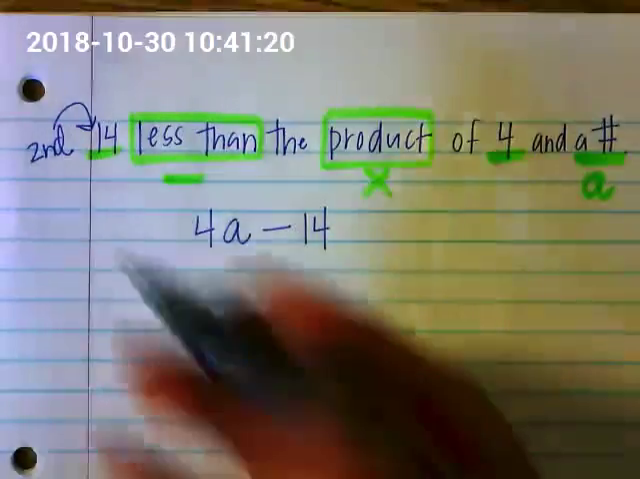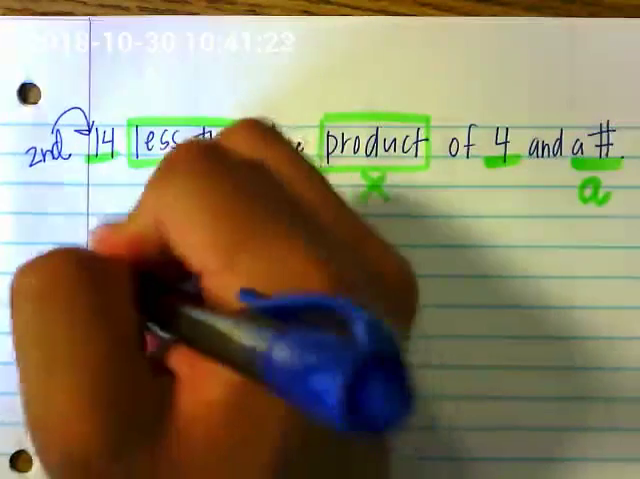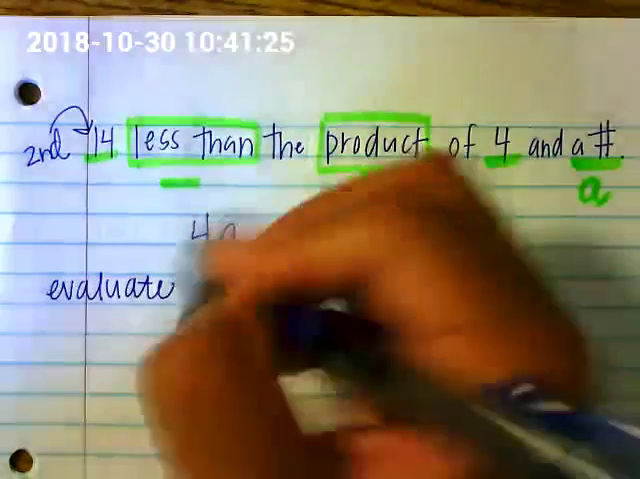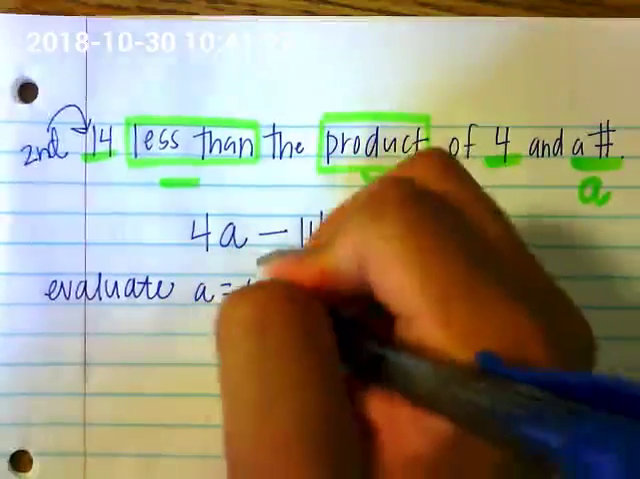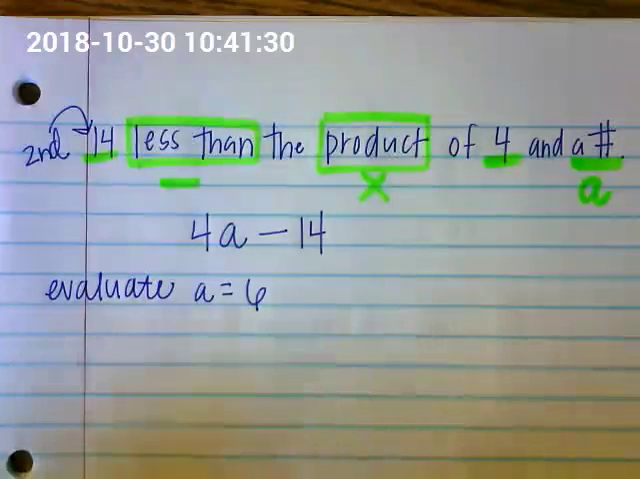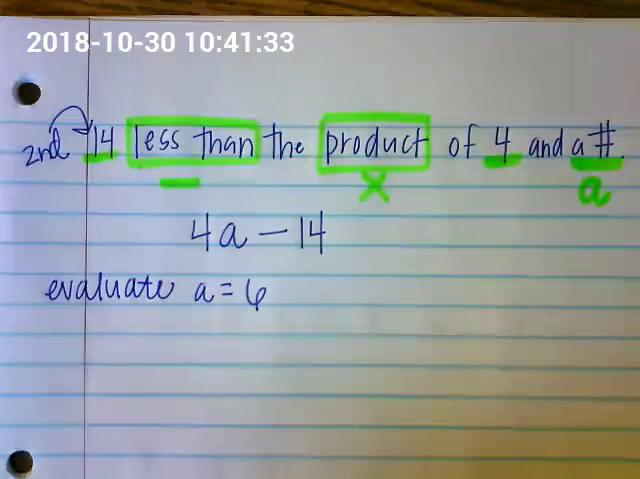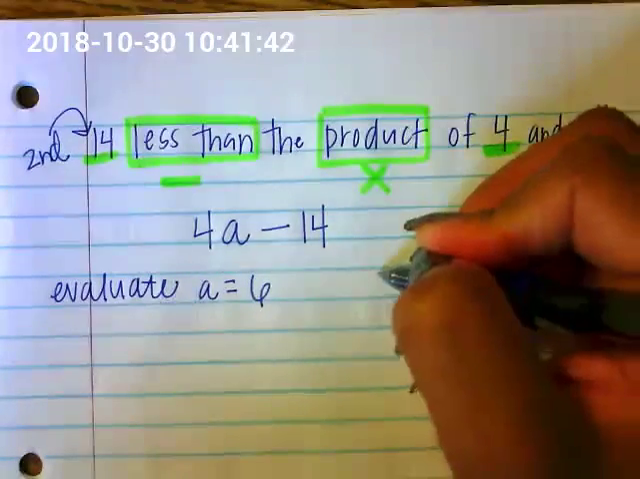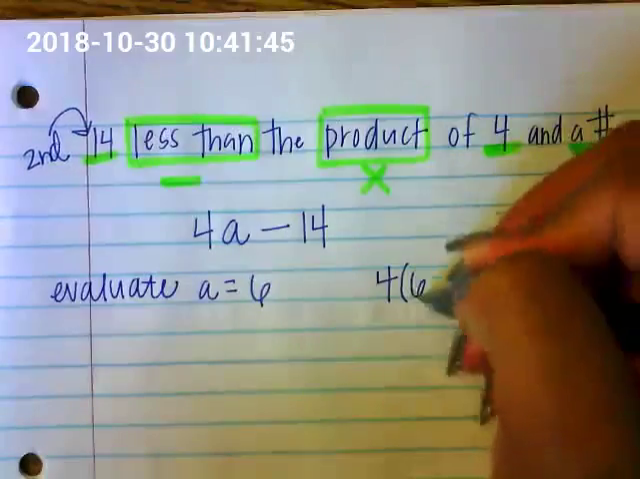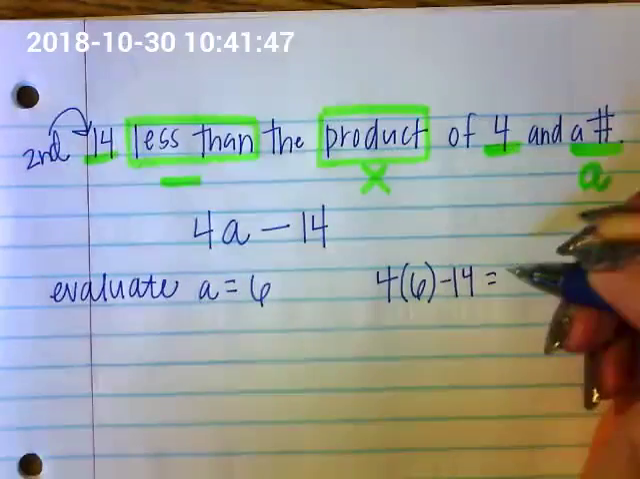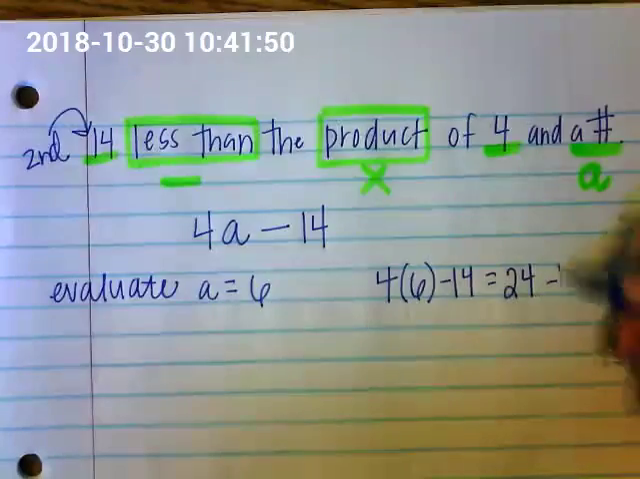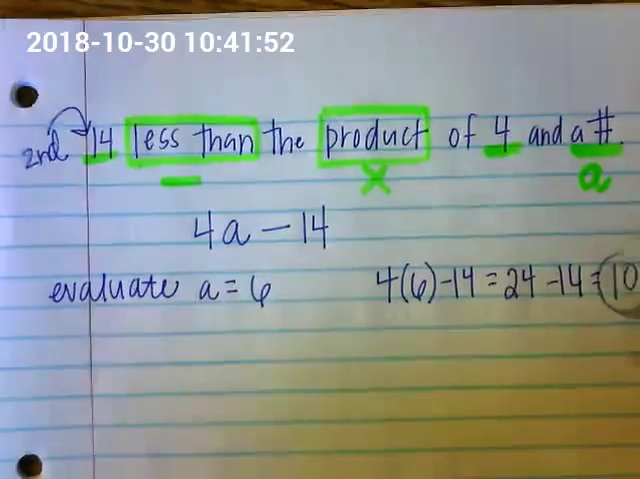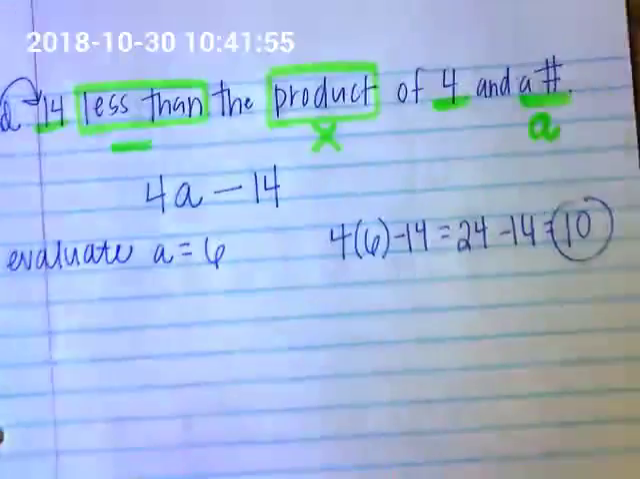So now I want you to evaluate if A is equal to 6. So solve for the expression when A is equal to 6. Israel, what do I need to do? All right, 4 times 6 minus 14. 24 minus 14. All right. Thank you, sir.